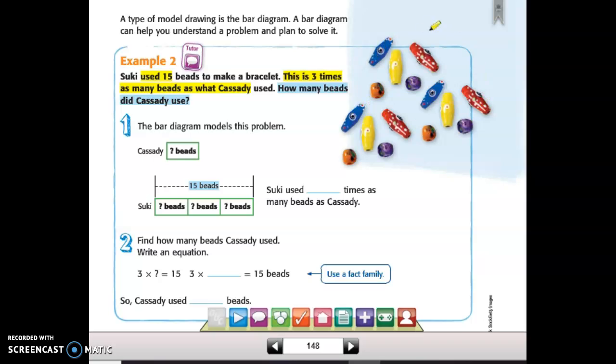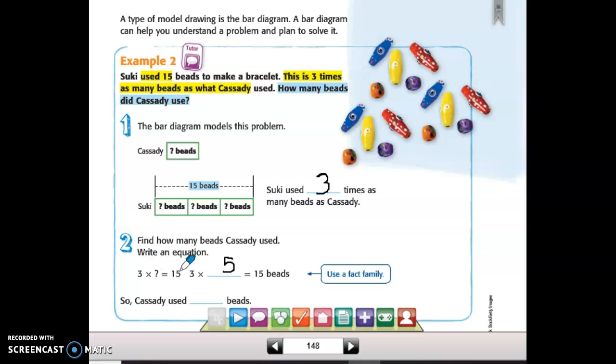You can take a model or buttons or counters or something and draw 3 different groups and put 1 in each group until you run out of objects. But hopefully you'll be able to count by 3s, 3, 6, 9, 12, 15 or something, and see that 15 divided by 3 is 5. Oh, sorry, that goes 3. The 5 is going to go down here.